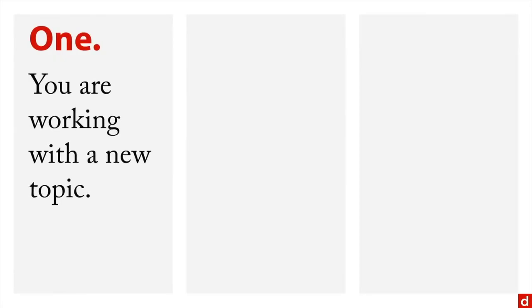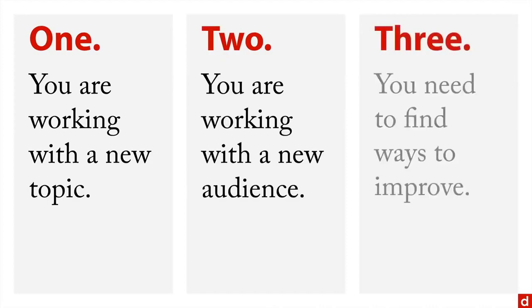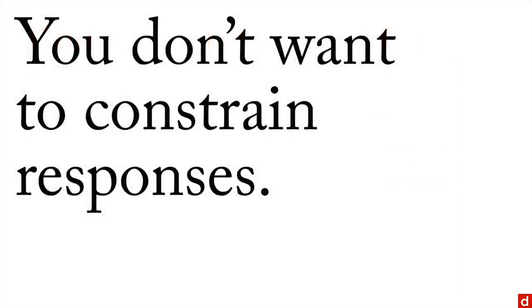Number one, you're working with a new topic and you don't know what people's responses will be or how they'll react. And so you need something very open-ended. Number two, you're working with a new audience. You don't know how they will react in particular to what it is you're trying to do. And number three, something's going on with the current situation. It's not working anymore, and you need to find what's going on and you need to find ways to improve. The open-ended information where you get past your existing categories and boundaries can be one of the most useful methods for getting that data.